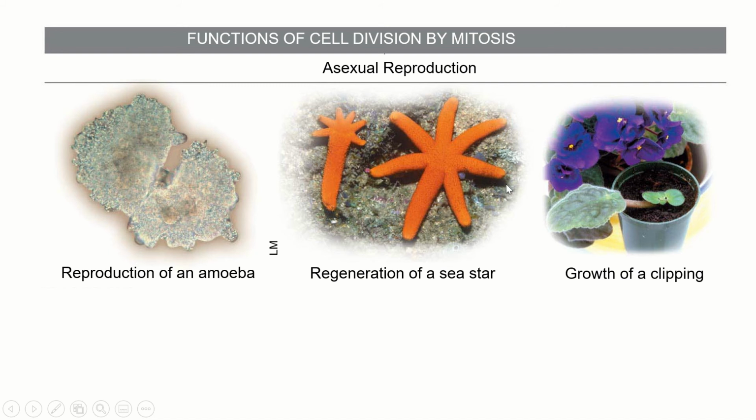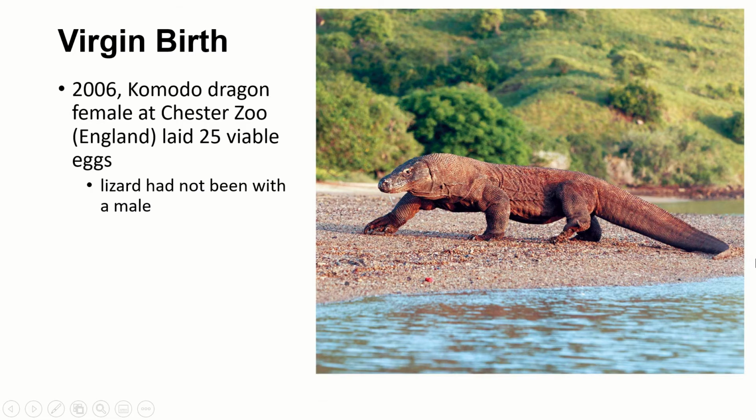Other organisms, such as sea stars and plants, can actually grow from just a portion of themselves. So sea stars can regrow a leg or a whole body from one leg if the main disc in the middle is surviving. Almost all plants, in fact, can grow from a clipping if given the proper nutrients. And that's all done by cell division, by mitosis.